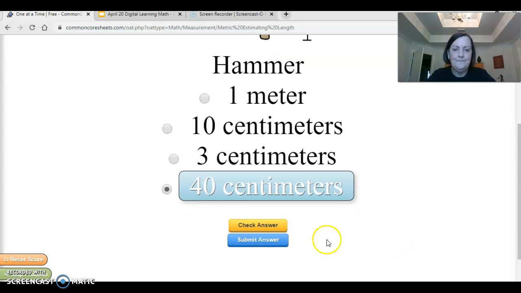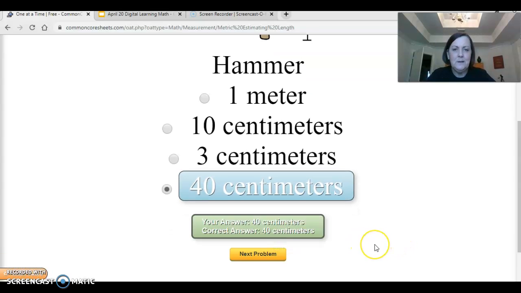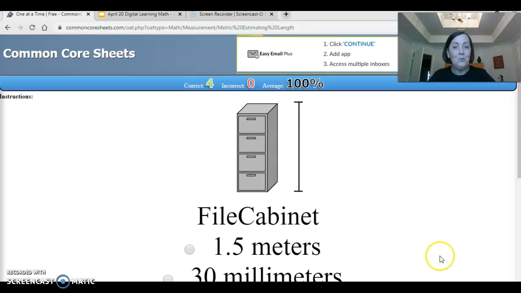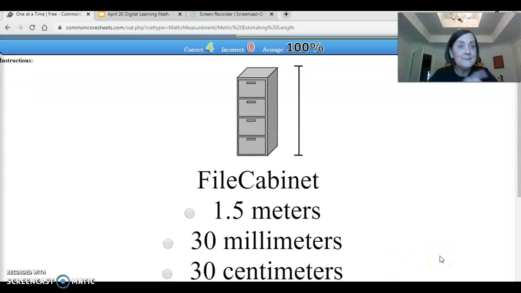Cross your fingers. Submit our answer. Yes! Double dab again! We got it right. Let's go to the next problem. Ooh, a file cabinet. I have one of these in the classroom. And so it's pretty tall. It's not as tall as me, but it's pretty tall.